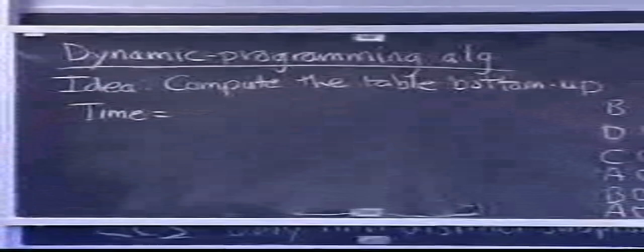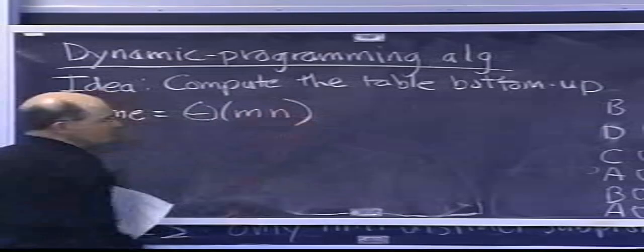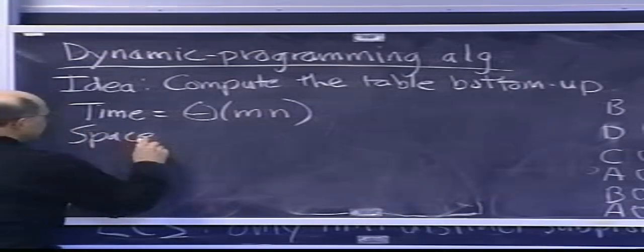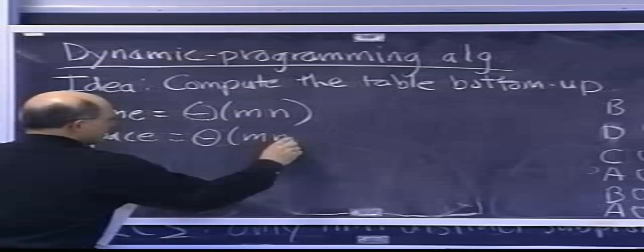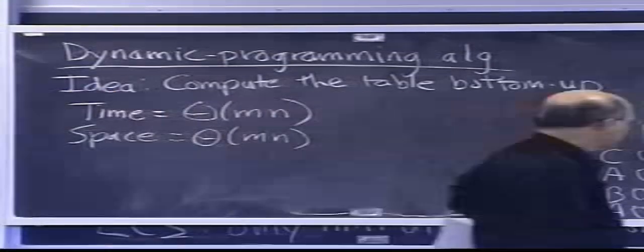Okay, so there are a couple things here. So the time for this is what? This one's really easy to analyze, right? Yeah, theta mn. Really easy. There's just that many entries you're filling up, and you're doing constant work for each one. And what's the space? Theta mn also. How can I get the longest common subsequence out of this? Suppose I now want an actual sequence.